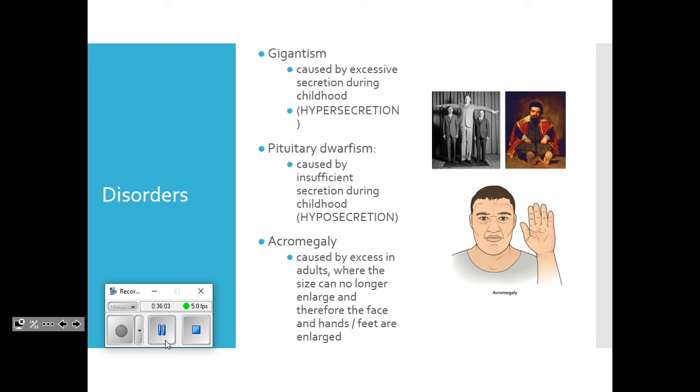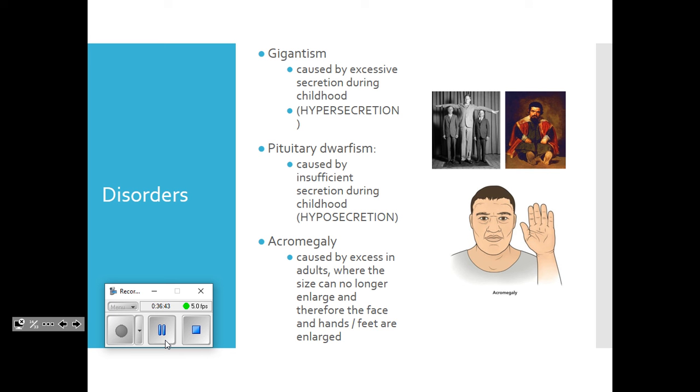The first disorder I'll mention is gigantism. Gigantism is caused by excessive growth hormone secretion during childhood. You'll notice I wrote underneath there hypersecretion. Hyper means more than. You'll hopefully remember that from previous science courses, just like hypo means less than. So if a person's body is producing excessive growth hormone during childhood, gigantism could be the result. This is a picture of Robert Wadlow. I think he's still the tallest man in the Guinness Book of World Records, but maybe there's someone that's replaced him. In any case, he's very tall.